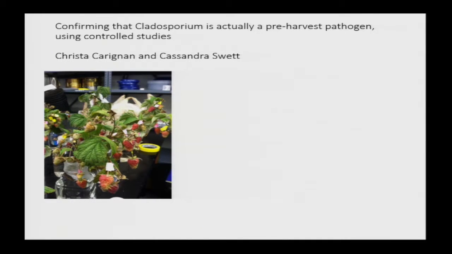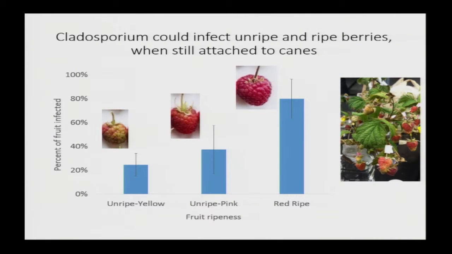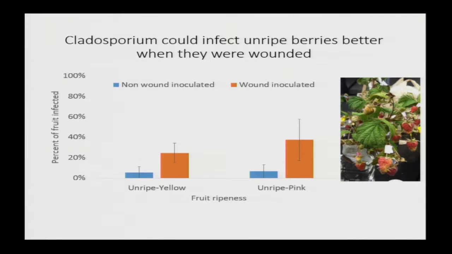Okay, and then we did confirm that it can cause disease. So this was work that I did with a student where we collected these canes from the field. We wanted to know, can it actually infect unripe fruit? And yes, we found that this fungus can actually infect unripe yellow, unripe pink fruit, as well as red ripe fruit through wounds. So this is a legitimate pre-harvest disease. And not surprisingly, in this red bar here, when we inoculated with a wound, disease was higher. So it's favored by wounding.